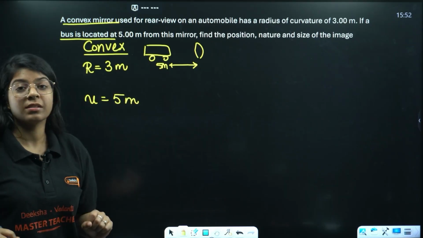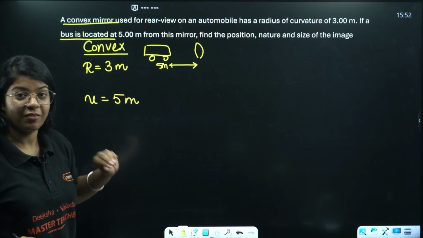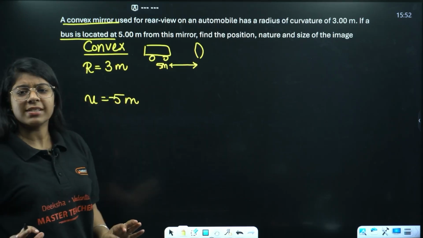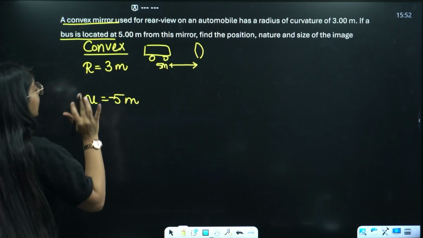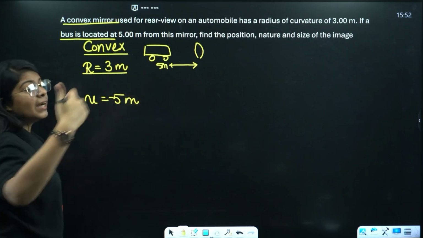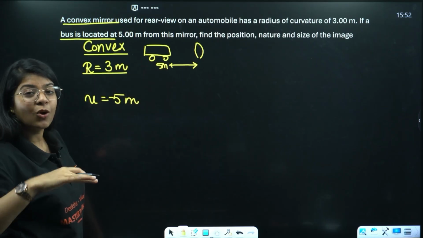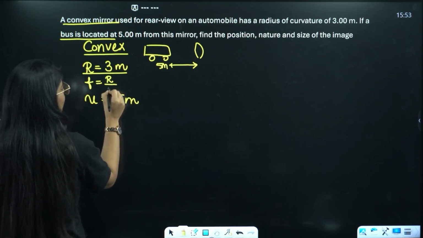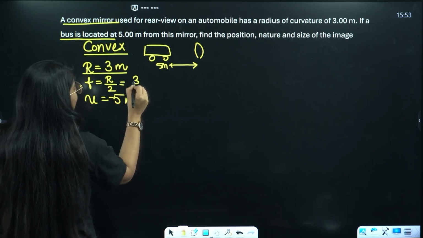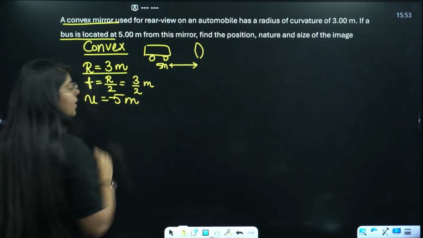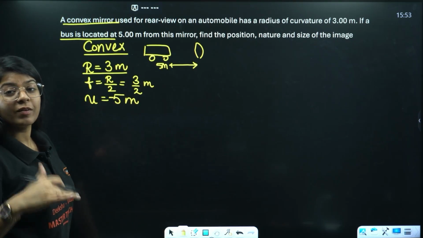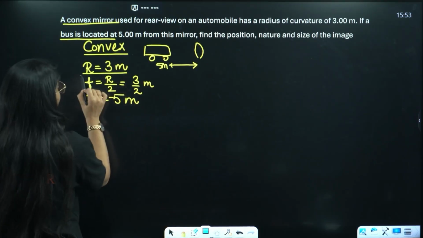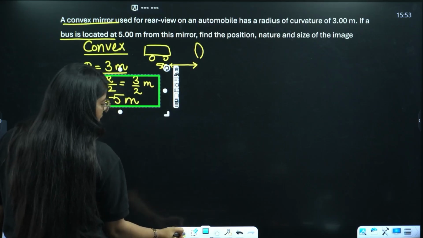Now look into the signs. Now we have a convex mirror. We have written it down. Now the sign of u or object distance is always negative. We know that much, right? Now r is given, but we need focal length, which is 1/2 of the radius of curvature. So focal length is r/2, correct? That is 3/2 meters. Understood? And we know for a convex mirror focal length is positive. So this is all the information that is given in the question.